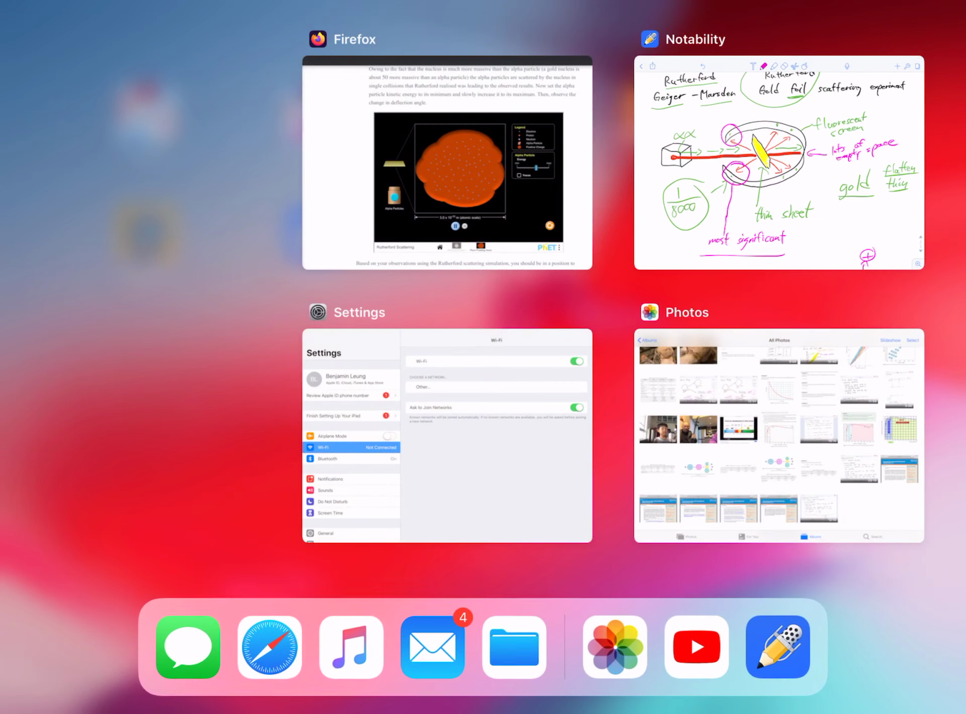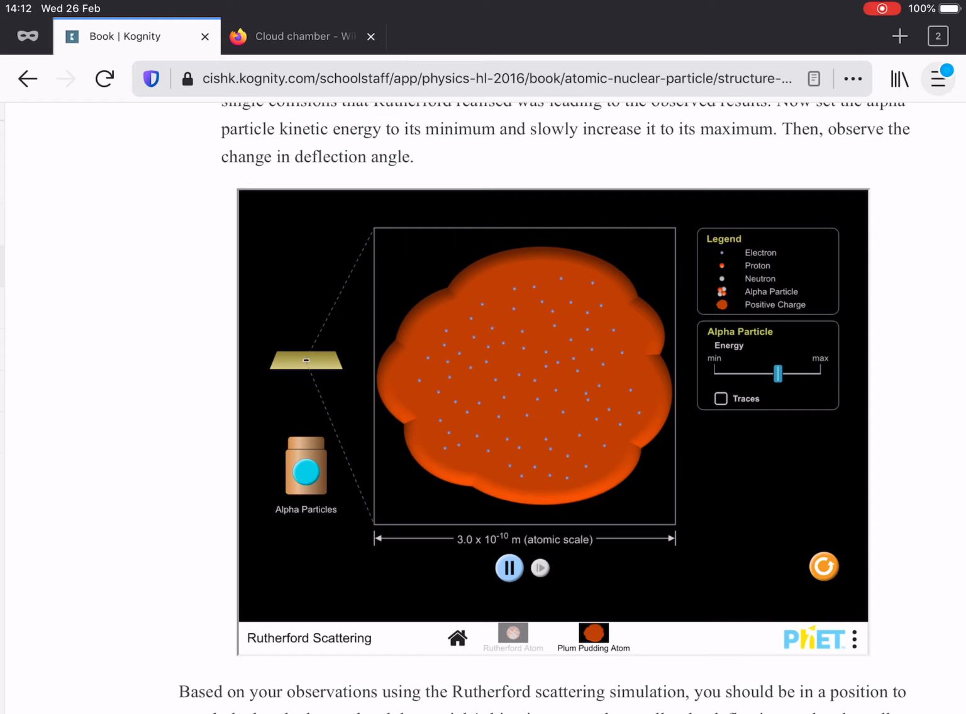Okay, so right now we're going to go look at a simulator. This is available on Cognity, and I would encourage you guys to look at this simulator as well. So I'm going to turn on traces here, and then we're going to start this alpha particle beam. If you look at the legend on the side, alpha particles are flowing through, right? We have the big pudding of positive charge in the middle, with the electrons being scattered roughly evenly, making the entire thing neutral. So if the plum pudding model was true, all the alpha particles should more or less pass straight through because they're not affected by the neutrally charged atom inside.